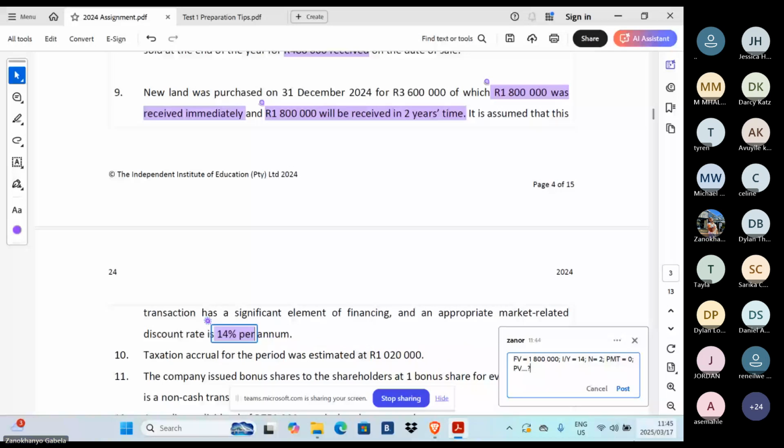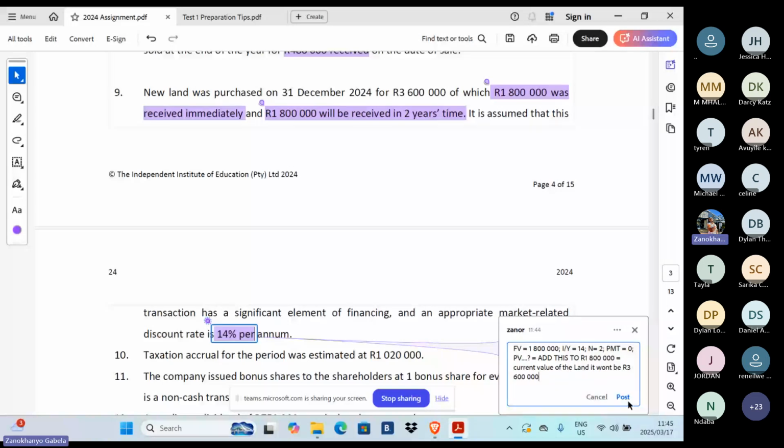Perfect. And then the PV that you calculate here, you will add to the 1.8 million, the one that is already being paid, received immediately. And then that should give you the current value of the land. So it won't be 3.6. Perfect.